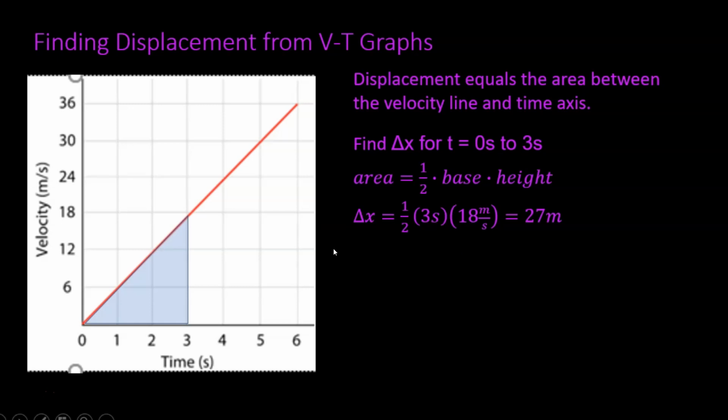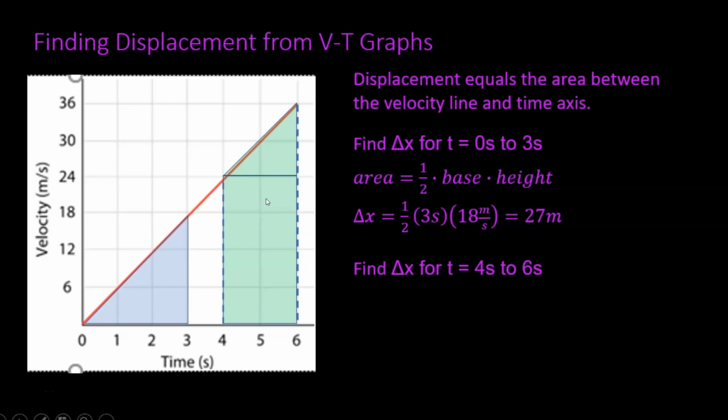Now, sometimes you'll get a trapezoid. Let's take a look at this example. Find delta x for time equals 4 seconds to 6 seconds. Well, now here's 4 seconds. The initial velocity is not 0, so we're not going to get a triangle. And here's the other end. So if we just outline that, we can see that this forms a trapezoid. But we can break a trapezoid into a triangle and a rectangle. If you know the formula for the area of a trapezoid, you can just go ahead and use that.